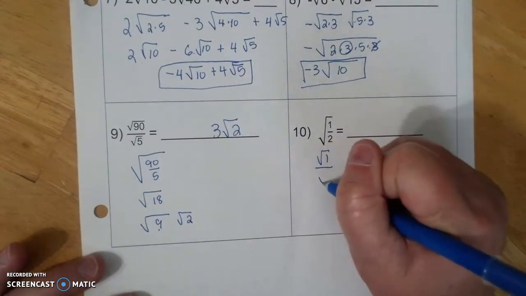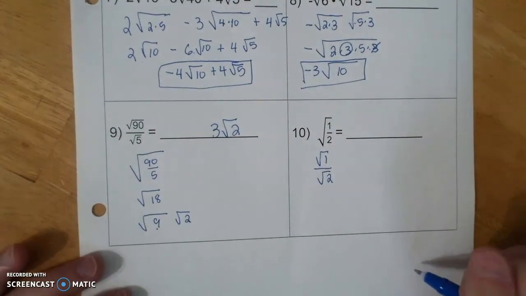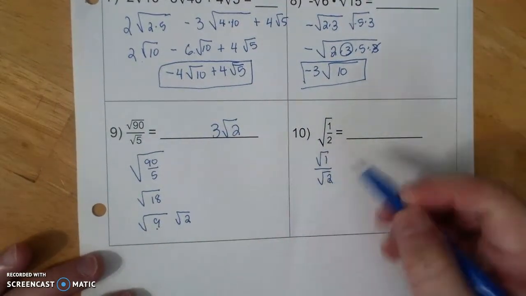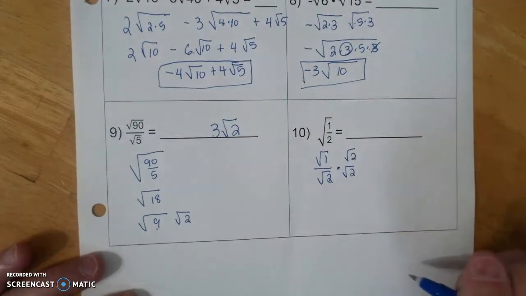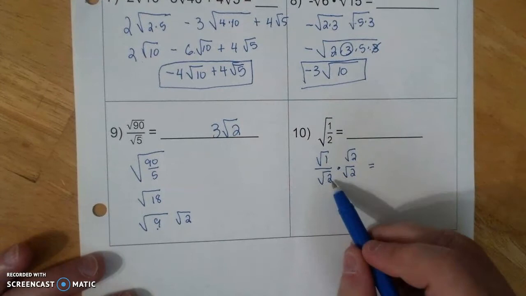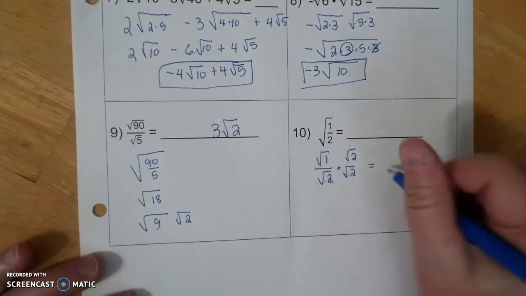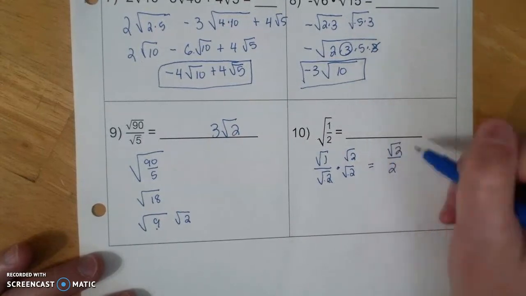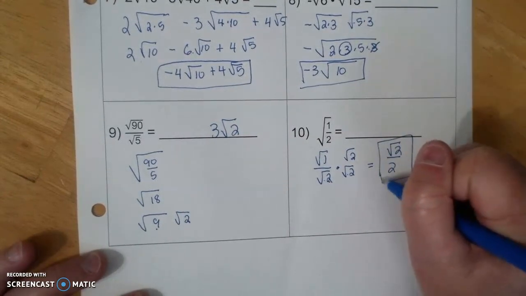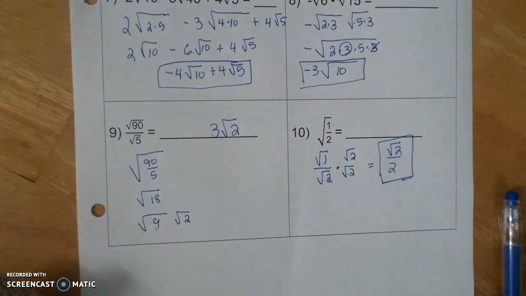Square root of 1 over square root of 2. Not allowed to have a radical in the bottom. Multiply by a disguised 1 of square root of 2 over 2. This becomes square root of 2 times square root of 2 is 2. Square root of 1 times square root of 2 is square root of 2. Memorize him. He shows up in geometry a lot.